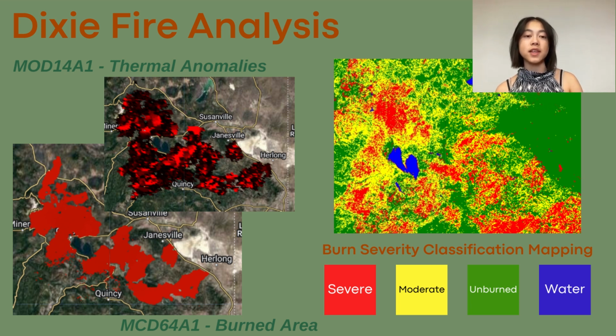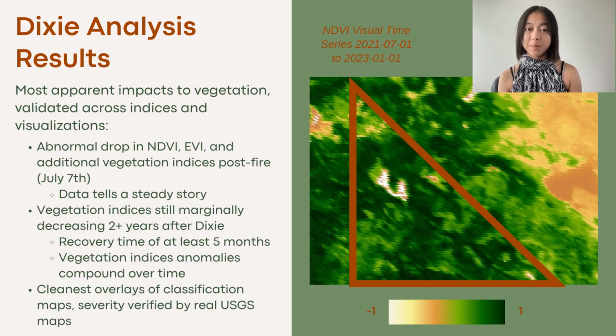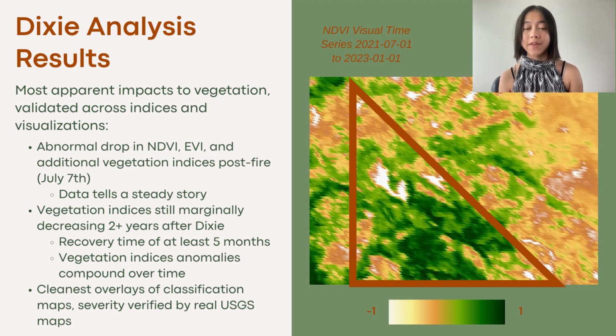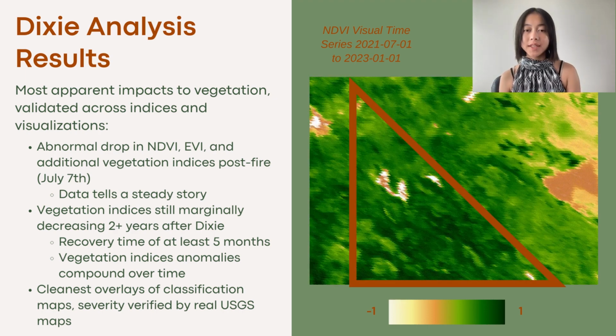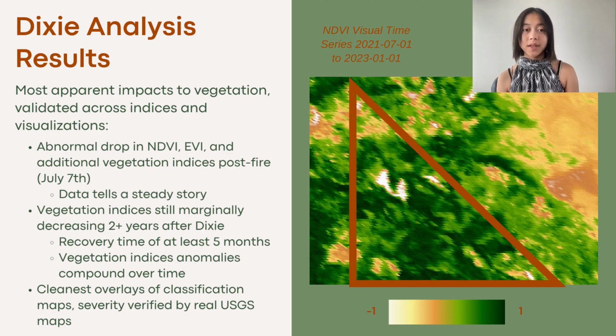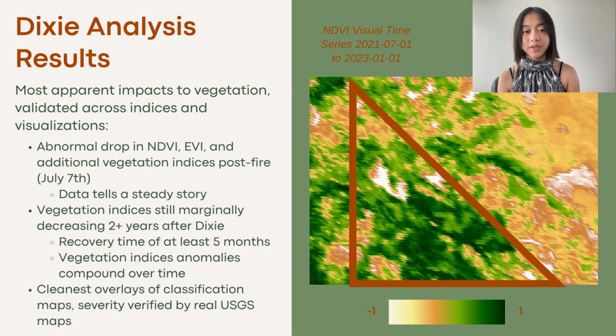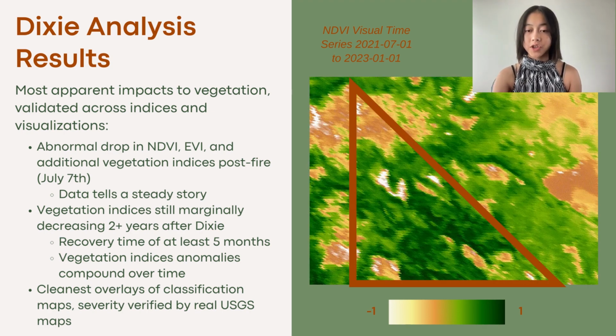Using a similar process as with the Camp Fire, first we analyzed and mapped thermal anomalies onto our region of interest by referencing specific MODIS burn products. The burn severity classification map on the right actually mirrors the official MODIS data products nearly perfectly. Analysis conducted on the Dixie Fire had, by far, the most apparent impacts to vegetation, validated across indices and visualizations. As the NDVI visual time series shows, NDVI wanes in the triangular region during the course of the fire and continues to decrease until vegetation eventually regrows.